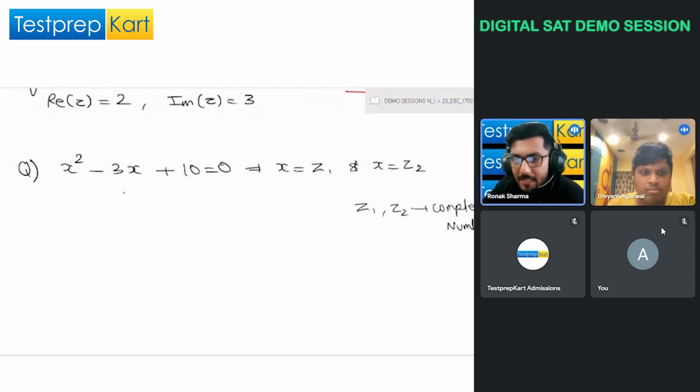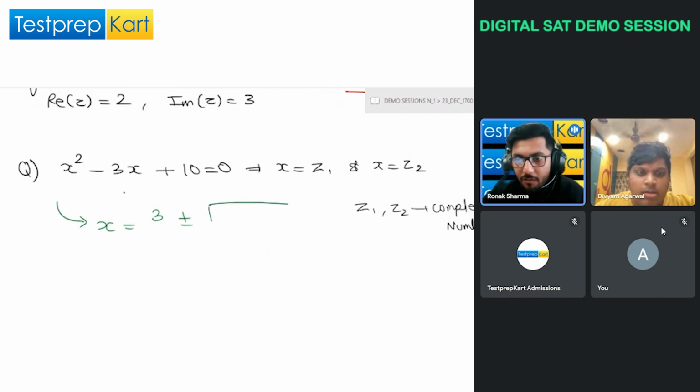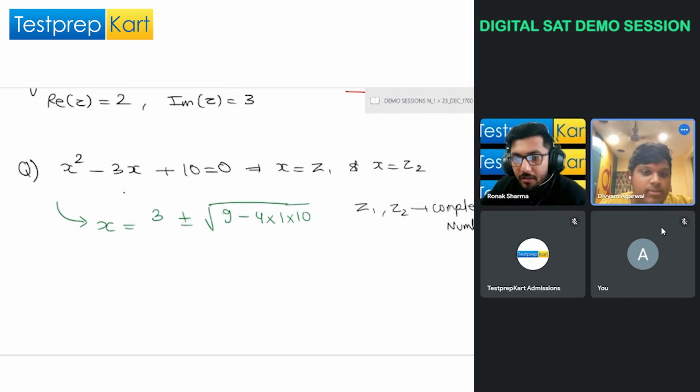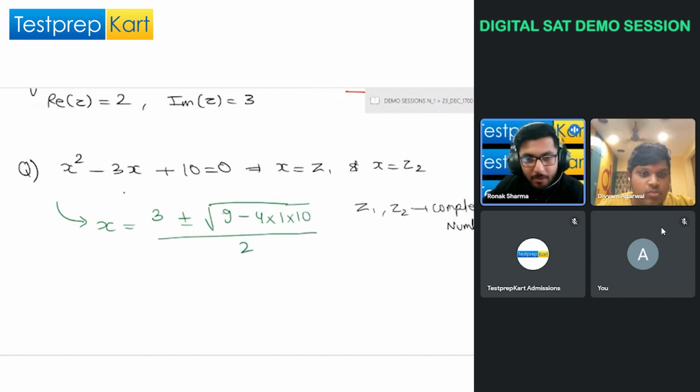Okay. See, basically, if we talk about this, we know that either we can go with the factorization, but I don't think we will be able to do the factorization here. So we'll go with the quadratic formula. So that will be what? We have minus b plus minus root of b square minus 4ac. So 4 into 1 multiplied by 10, divided by 2a. By 2. So that will be 2 only, right? So that will be 3 plus minus.